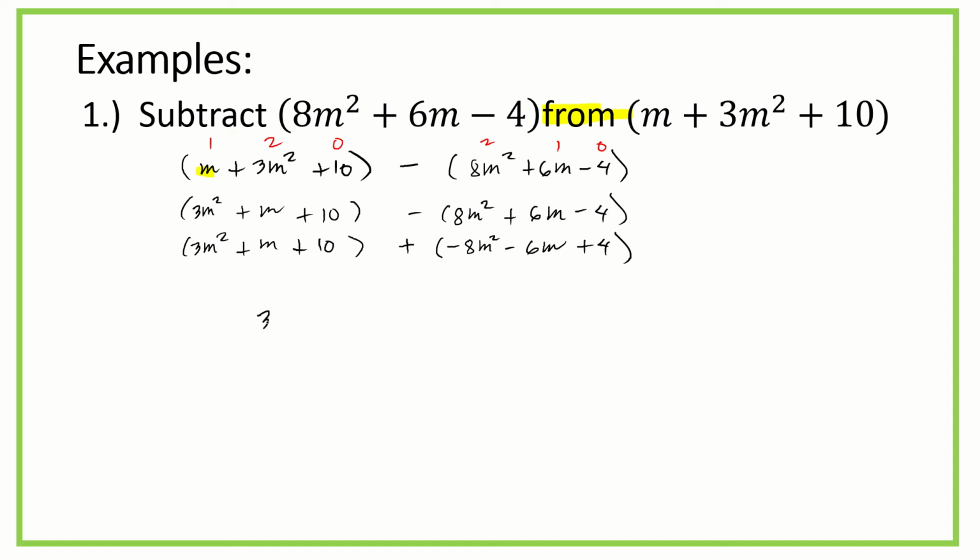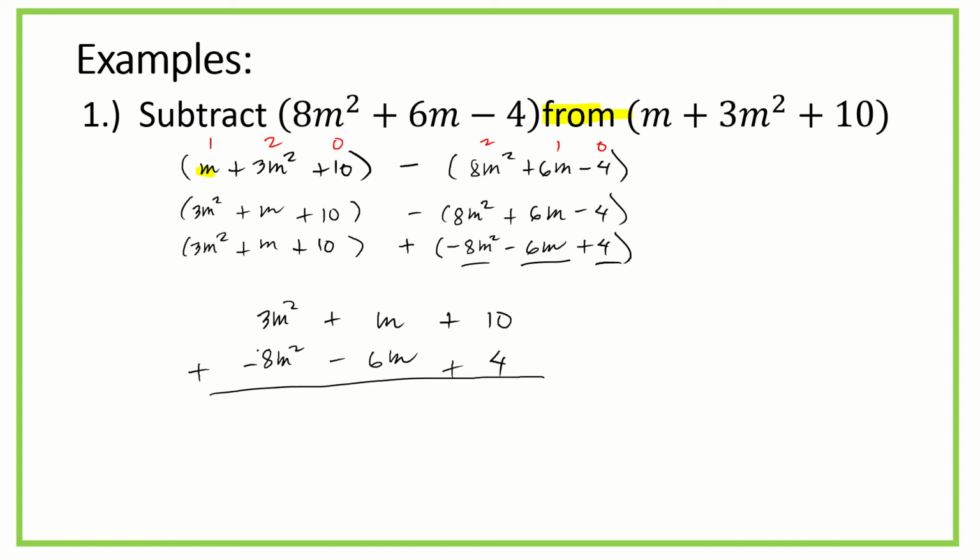So copy 3m squared plus m plus 10. Then in our second polynomial, starting from our first term, that's negative 8m squared, it should be aligned here because they have the same literal coefficient. So these are like terms or similar terms. Next term is negative 6m, and they have the same literal coefficient here, so we put it below here. Then finally, plus 4, it's a constant term, similar to 10. 10 is also a constant term. Therefore, you can combine them.